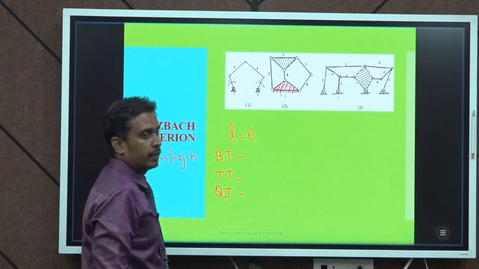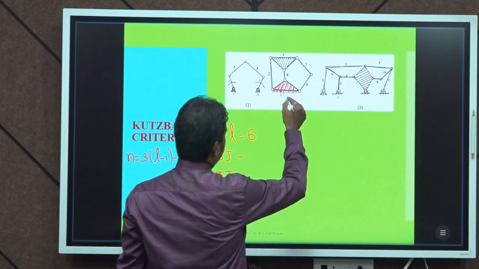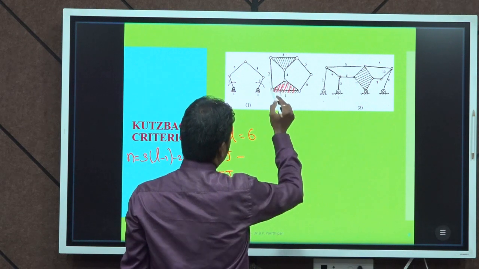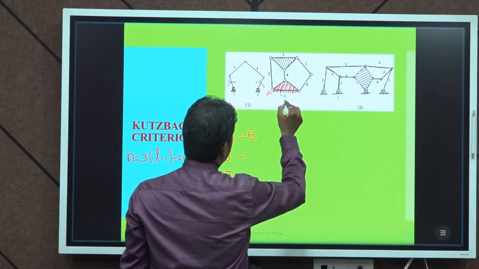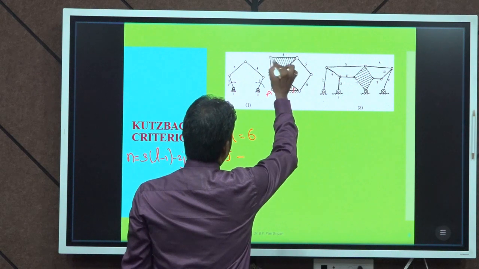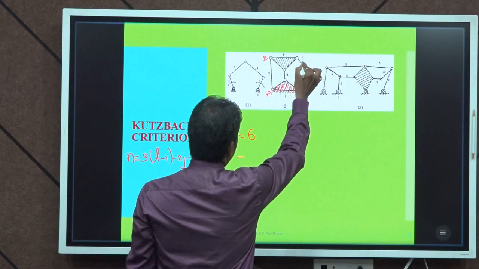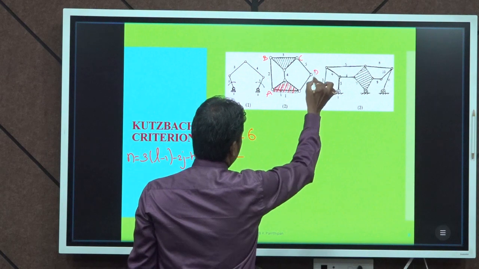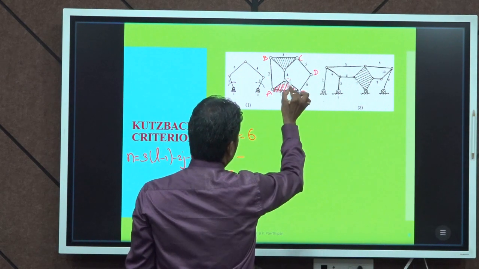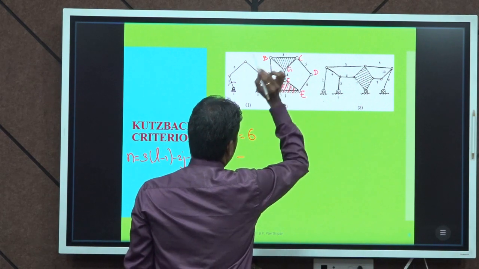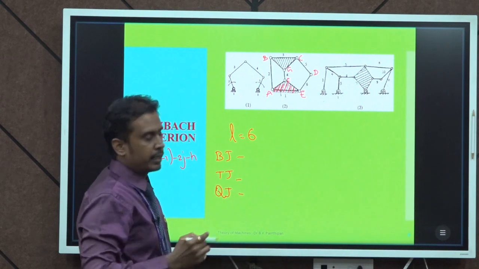First of all, let us give the number for all the intersection connections. So, 1 is connected with 2, let us make it as A. Similarly, 2 is connected with 3, let it be B. Then this is C, D, E, F, G. Now, let us make a joint analysis.